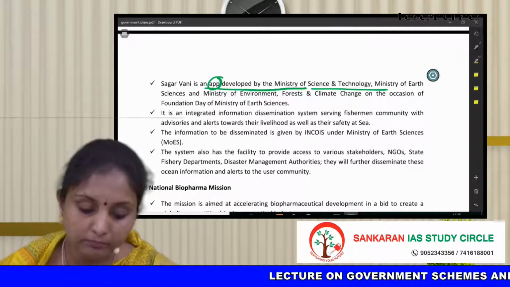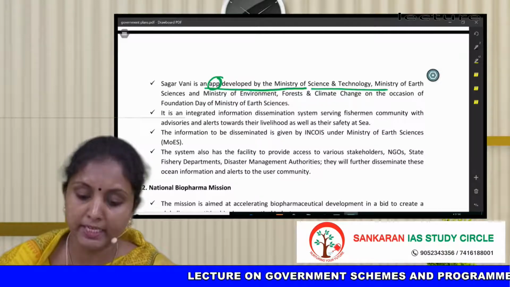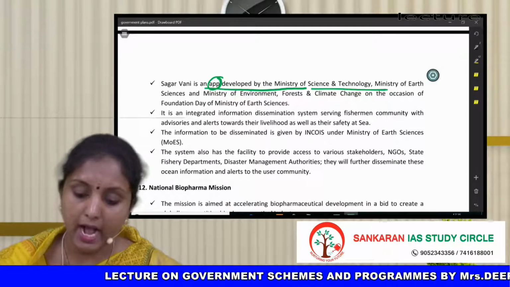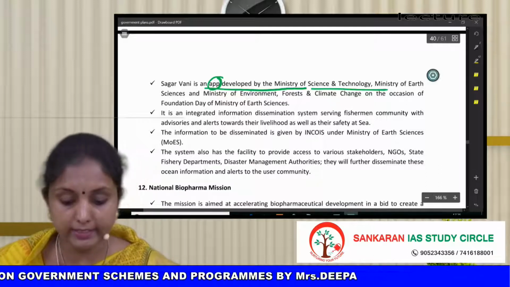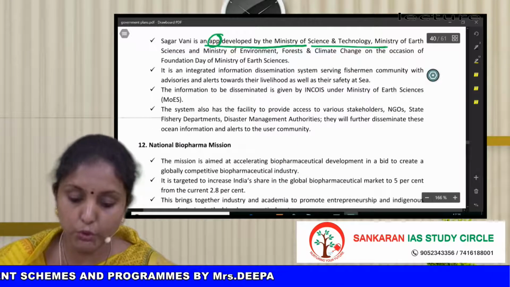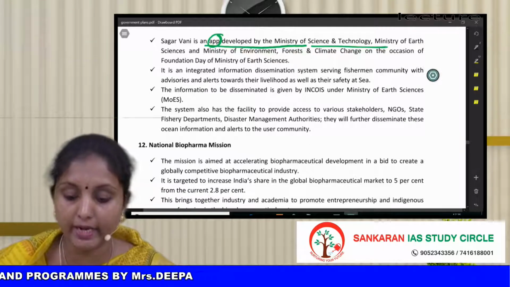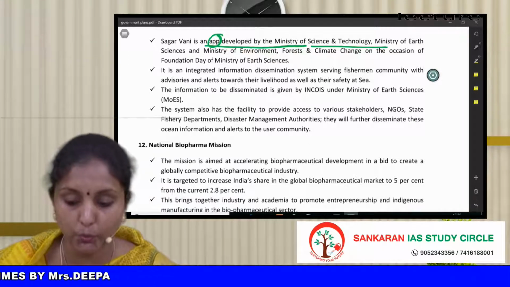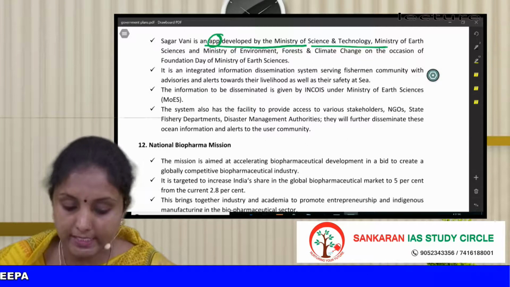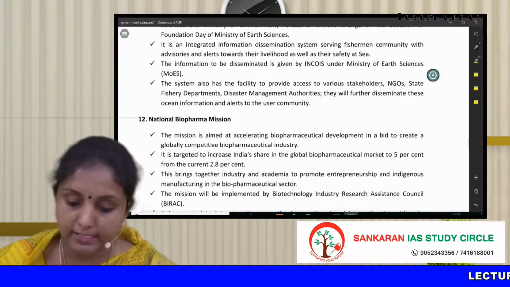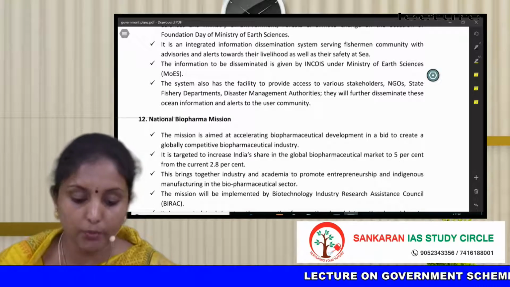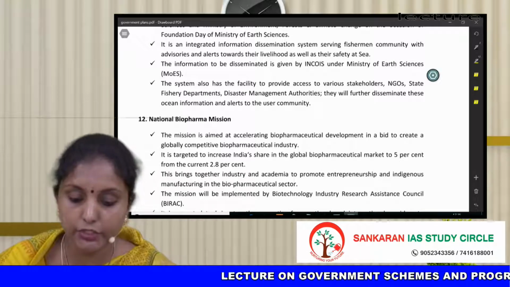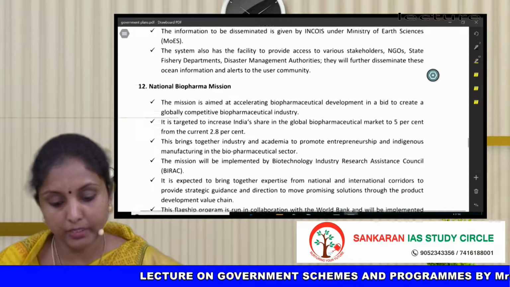Okay, the information to be disseminated is given by INCOIS under the Ministry of Earth Sciences. The system also has the facility to provide access to various stakeholders: NGOs, state fishery departments, disaster management authorities. They will further disseminate these ocean information and alerts to the user community.